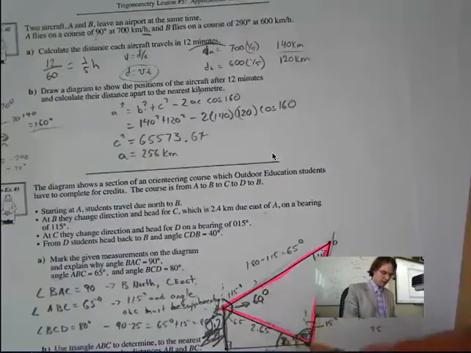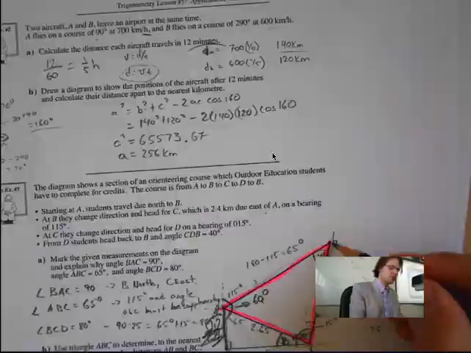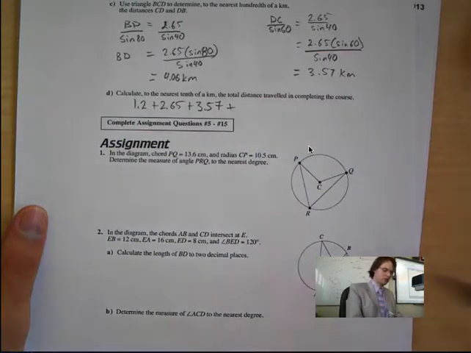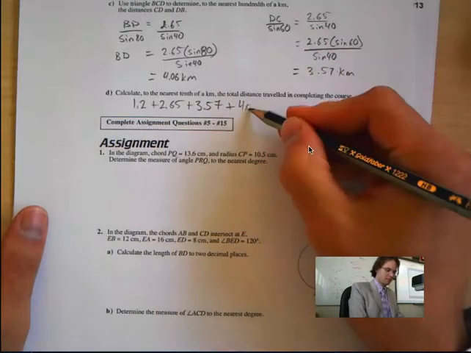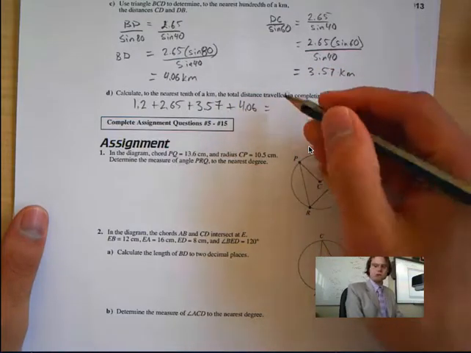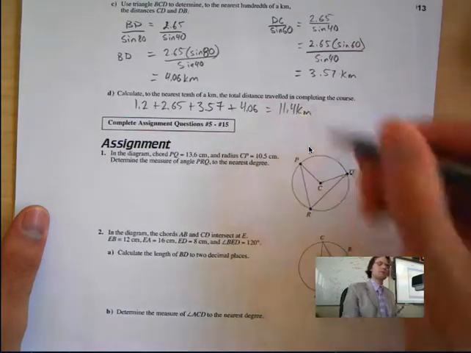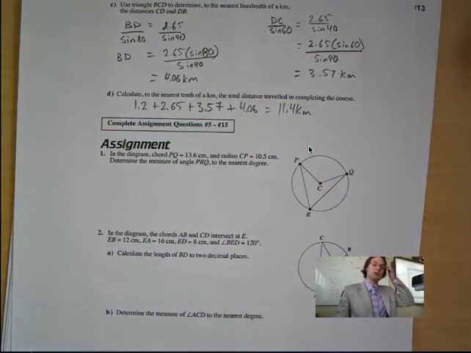And then after DC, they went all the way back down here, which is BD, and BD is a total of 4.06. Okay, and if we add that all together, I'm going to end up getting 11.4 kilometers. All right? So that's how we do those.